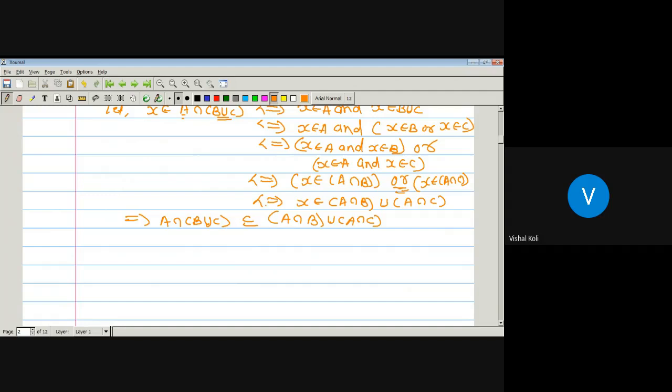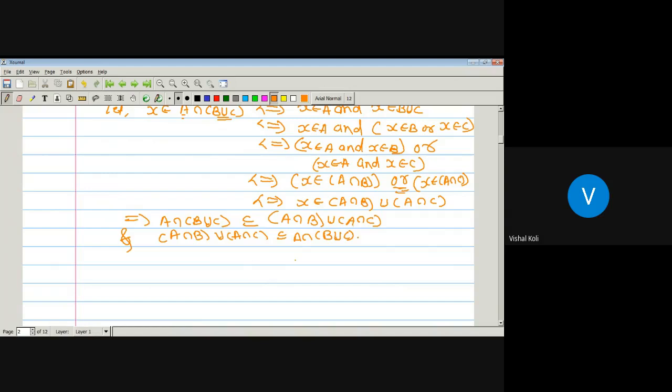But this one is an if and only if statement. Therefore, its converse will also be true. That is, if X belongs to (A intersection B) union (A intersection C), then it belongs to A intersection (B union C), which implies the second one is also a subset of the first one. (A intersection B) union (A intersection C) is a subset of A intersection (B union C).